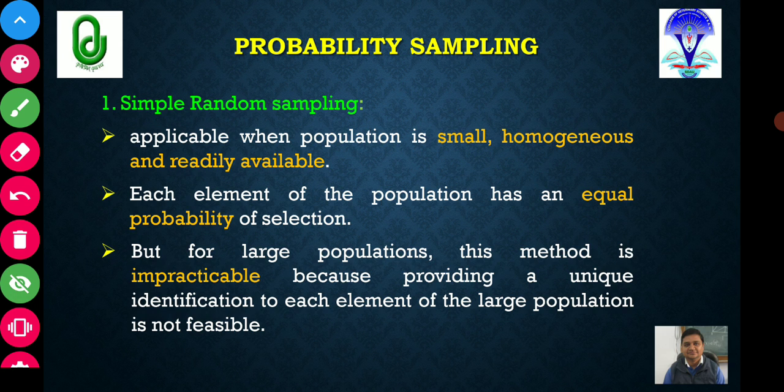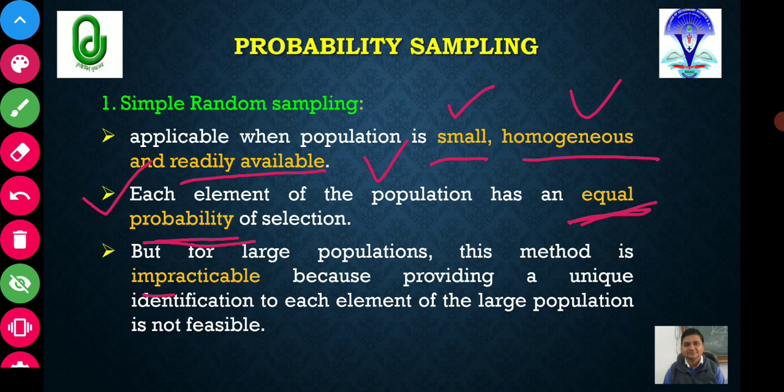So first one is the simple random sampling. It is applicable when population is small, homogeneous, and readily available. So these conditions you have to remember when you are applying the simple random sampling. Each element of the population has an equal probability of selection. So this is very important. Each element has an equal probability of selection. Equal probability. But for large population, this method is impractical.